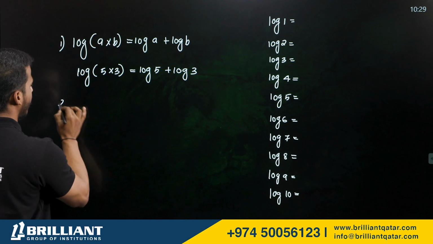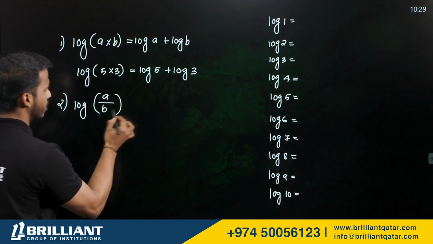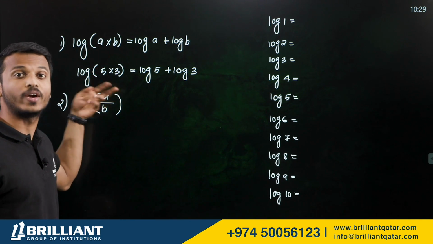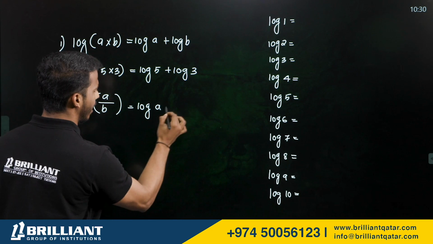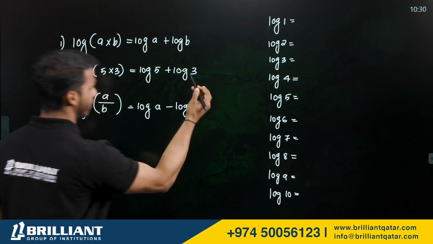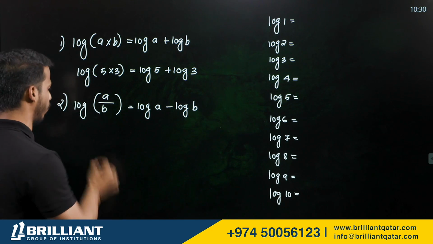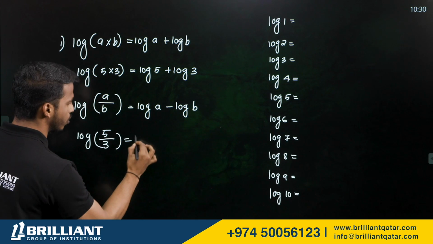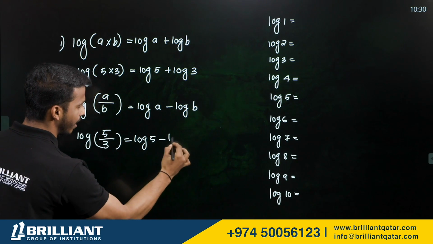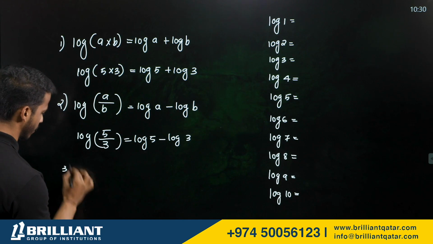Second equation, log of A by B. Here it is log A by B, which is equal to log A minus log B. For example, log of 5 by 3 is equal to log 5 minus log 3. Clear all?